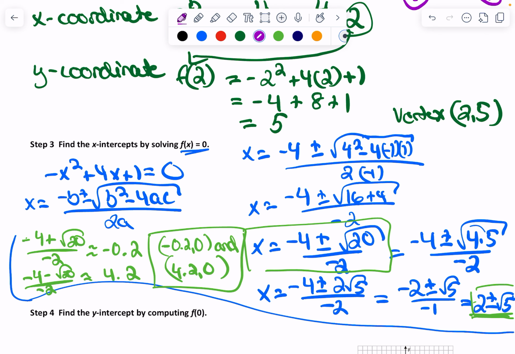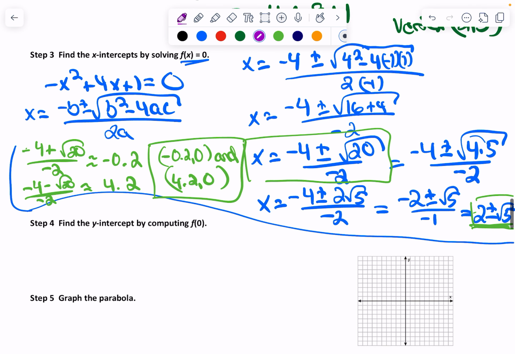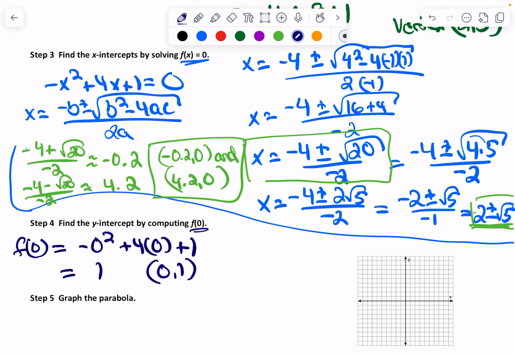Okay, next, find the y-intercept by computing f of 0. So we're going to plug in 0. So negative 0 squared plus 4 times 0 plus 1. So we get a 1. Just like it said, our y-intercept is going to be the constant c here, which we just did.